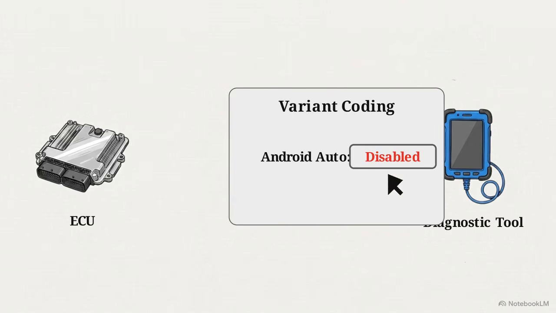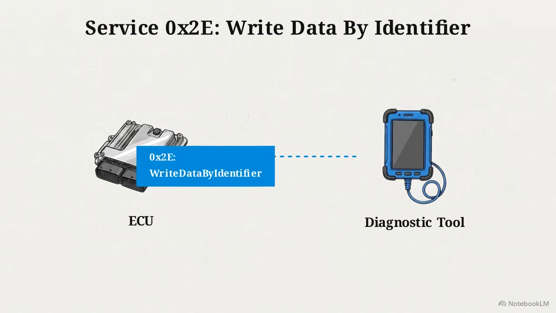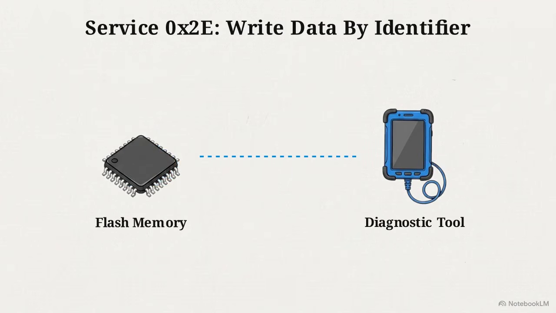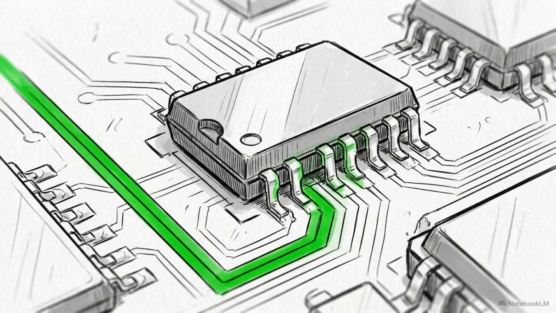With the memory unlocked, we change the Android Auto parameter to enabled. The tool executes UDS service 0x2e, write data by identifier, pushing the single parameter update across the network into the ECU. The ECU receives the command and permanently stores the new enabled status inside its EEPROM or flash memory.